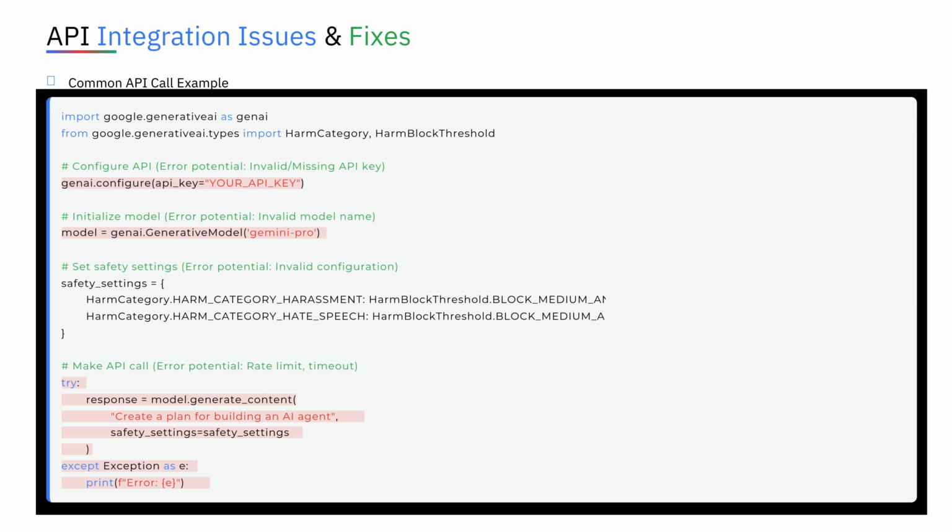The golden rule: implement robust error handling. Use try-except blocks. Crucially, add retry logic with exponential backoff, especially for rate limits 429 and server errors 500-503. Don't just give up on the first try for temporary issues.